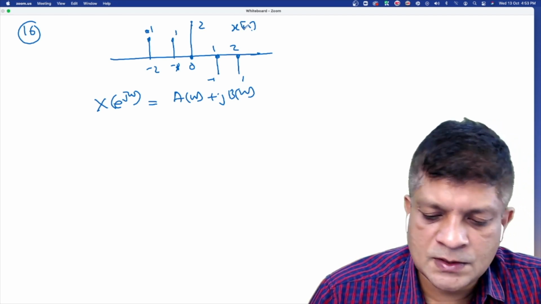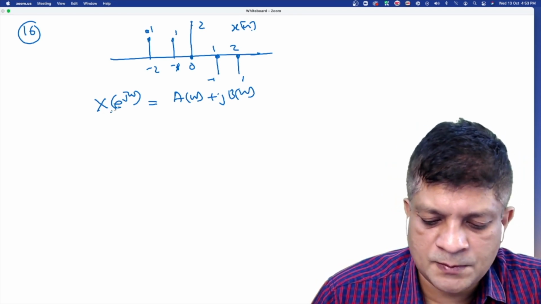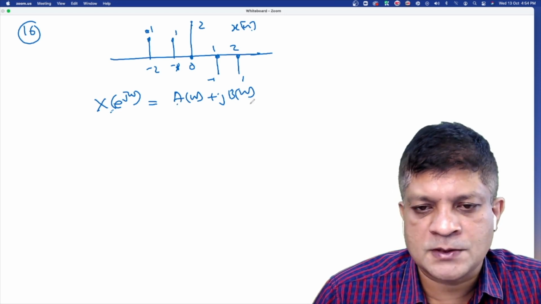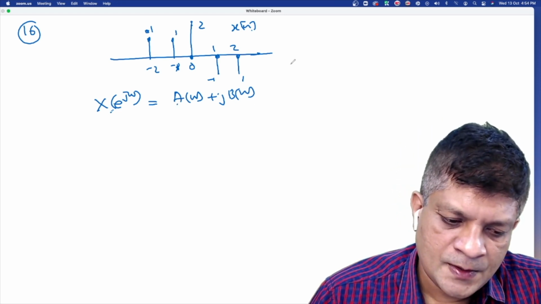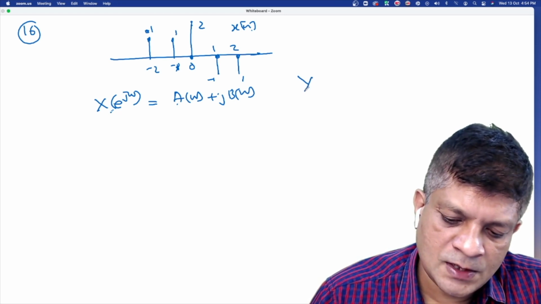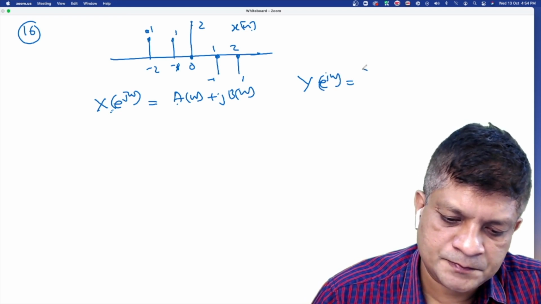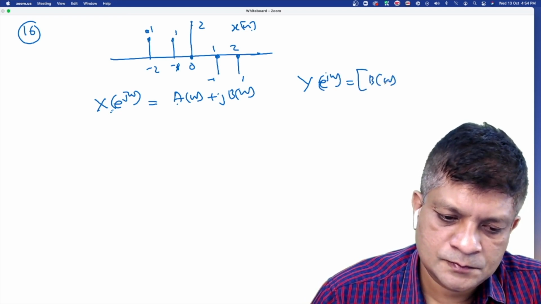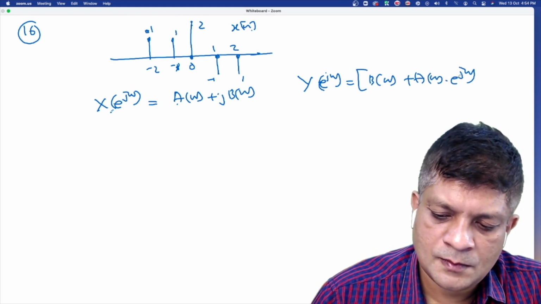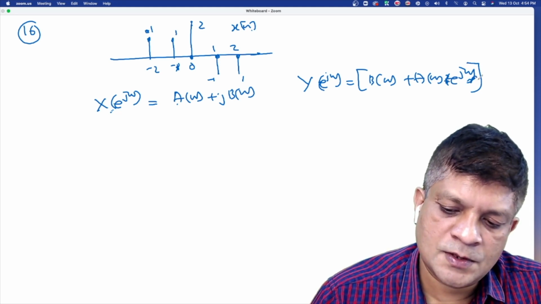We are given the signal x[n], and it is also given that its Fourier transform can be written in the form A(ω) + jB(ω). Then you have to find the signal y[n] corresponding to this Fourier transform: [B(ω) + A(ω)] e^{jω}.